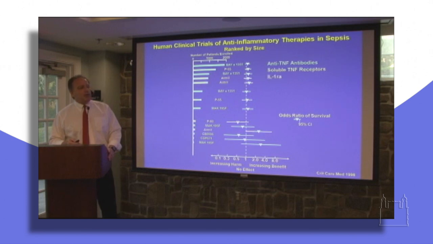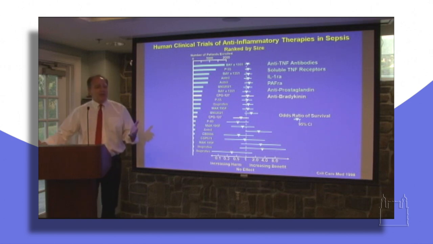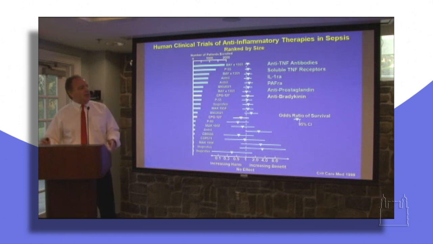The next one was IL-1 receptor antagonist, another anti-inflammatory agent, the same pattern. The next was platelet activating factor receptor antagonist, the same pattern. The next was antiprostaglandins, the same pattern. And finally, antibradykinins. And this is not random data, and again, you don't need to do an analysis. The largest 11 trials all showed the same beneficial trend, and the smaller trials were more variable. And this is a highly statistically significant result.